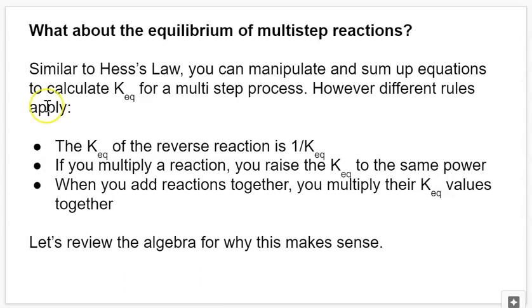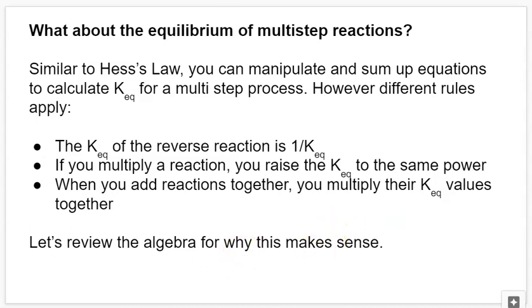So if we're going to reverse a reaction in order to get a different KEQ, instead of flipping the sign, we're going to take the reciprocal of it. We're going to do 1 divided by KEQ. If we're going to multiply a reaction by a coefficient or a value, we're going to have to raise the KEQ to that power. And then when we're adding the reactions together, we're going to need to multiply their KEQ values together. We're going to have to take the product of the KEQs rather than adding them.